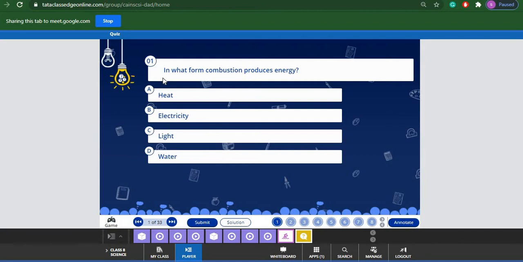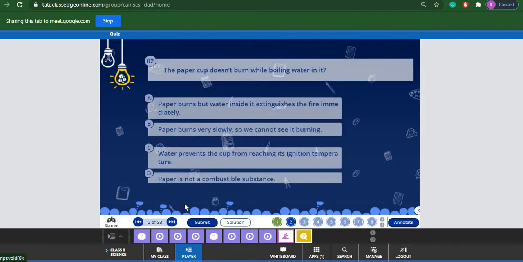In what form do combustions produce energy? Can anyone say? Sir, heating. Heat. Yes, energy. Sir, A. And is it only A or something else? Sir, light. Yes, light. Very good. So it will be heat and light. Very good. Now next.